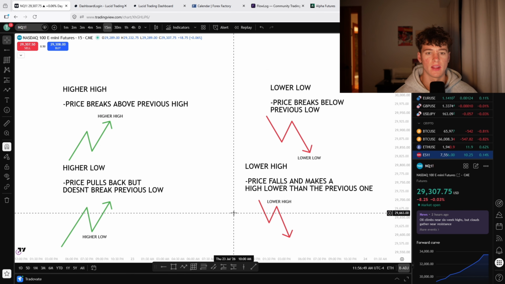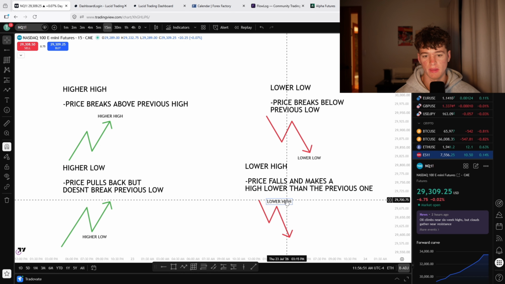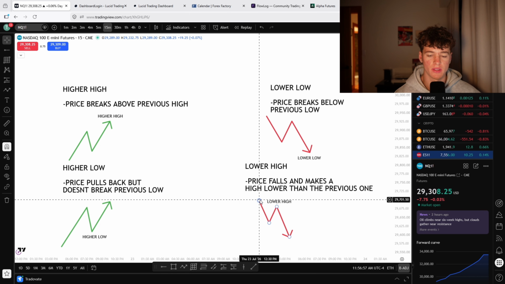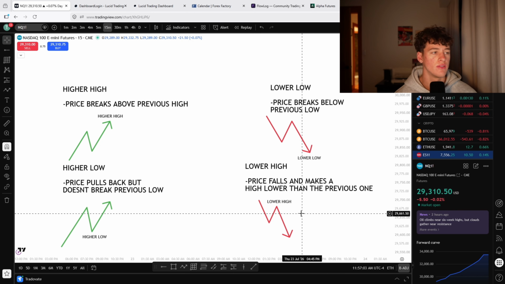And then finally, the lower high: price falls and makes a high lower than the previous one. So price fell and made a high here lower than the previous high. I hope that this doesn't overcomplicate things for you guys. I was trying to make it easier here, so feel free to screenshot this and look back at it whenever you need. I hope that this really helps you guys out.